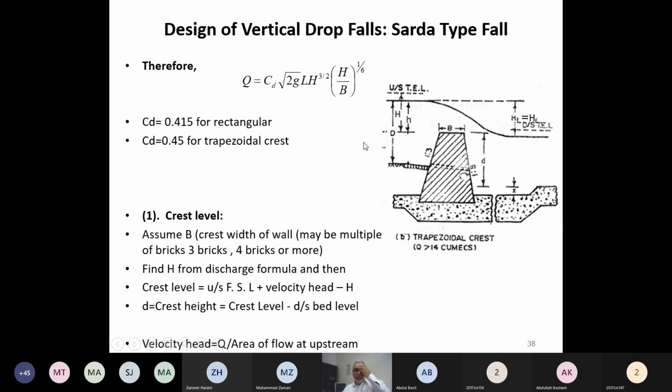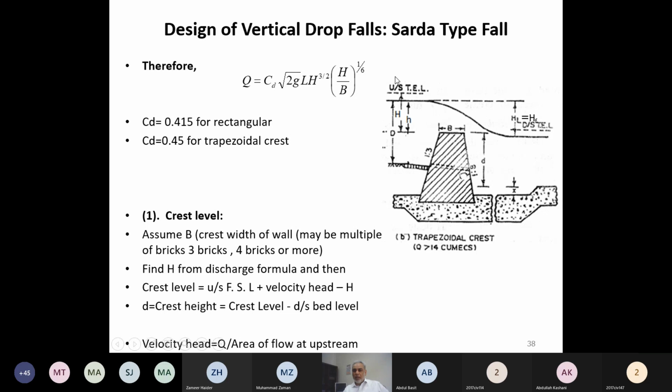So when we start the canal fall design, the canal is already pre-designed. Canal is designed on the upstream side and on the downstream side. Canal sections are known, discharges are known, canal bed elevation is known, canal full supply water level is known, canal water depth is known, shape of the canal is known. So these things are pre-known to us. So we can find the velocity from that information. From the velocity, we can find the velocity head, and from the velocity head, we can find what is the upstream total energy level.